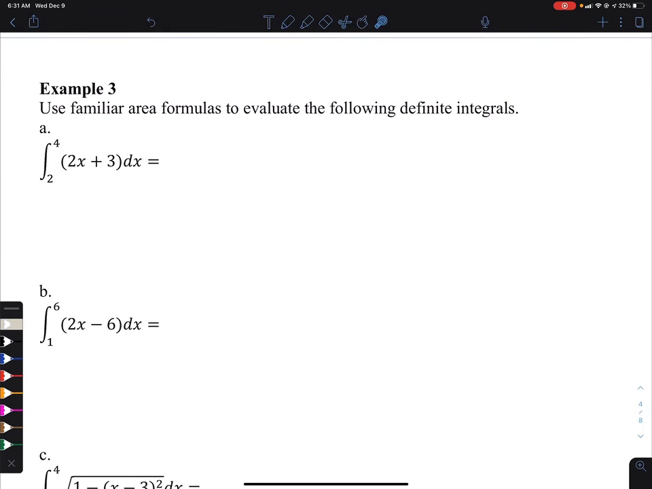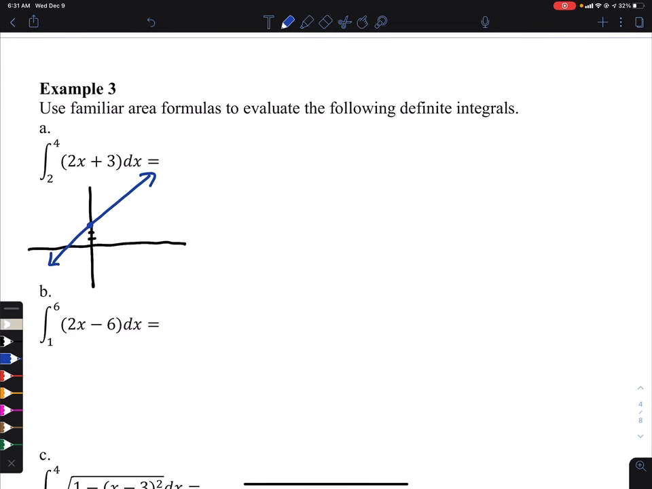Okay, next example. How do I do this? I don't have a picture. I don't know what it looks like. But you do know what it looks like because you had Algebra 1. And you learned that's a line with a y-intercept of 3 and a slope of 2. Now, I'm not going to draw it to scale, but it's going to be like that.